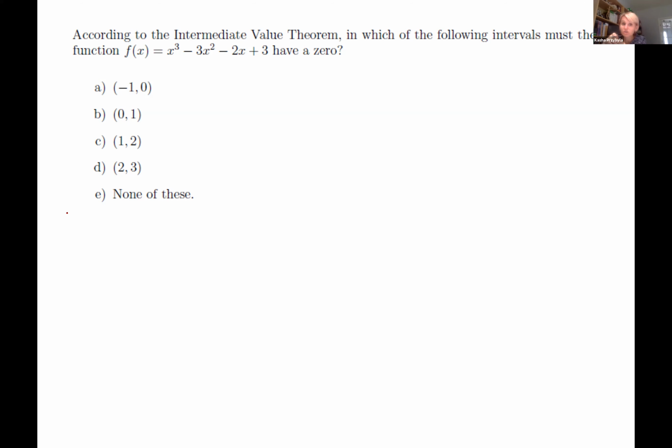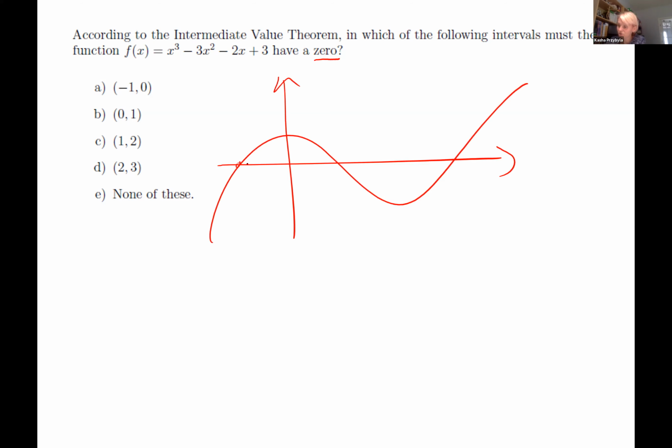According to the intermediate value theorem, in which of the following intervals must the function x cubed minus 3x squared minus 2x plus 3 have a zero? That means a little bit different way. This is a third degree polynomial, a nice and smooth curve. And we want this function to intersect the x-axis, to have the value 0.